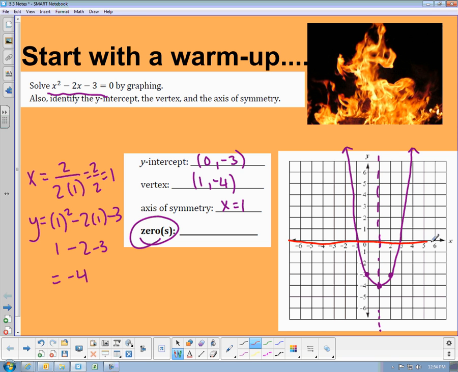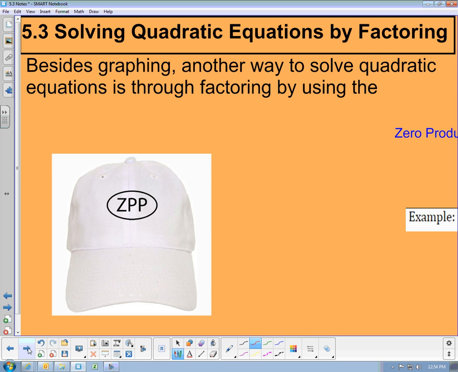So I'm on the x-axis, I want to look for where it crosses. It looks like it crosses at about 3 and -1. And we could go ahead and plug that into our graphing calculator as well to decide if that is where those zeros are. And that would be a way to solve by graphing. Now today we're going to solve by factoring instead.